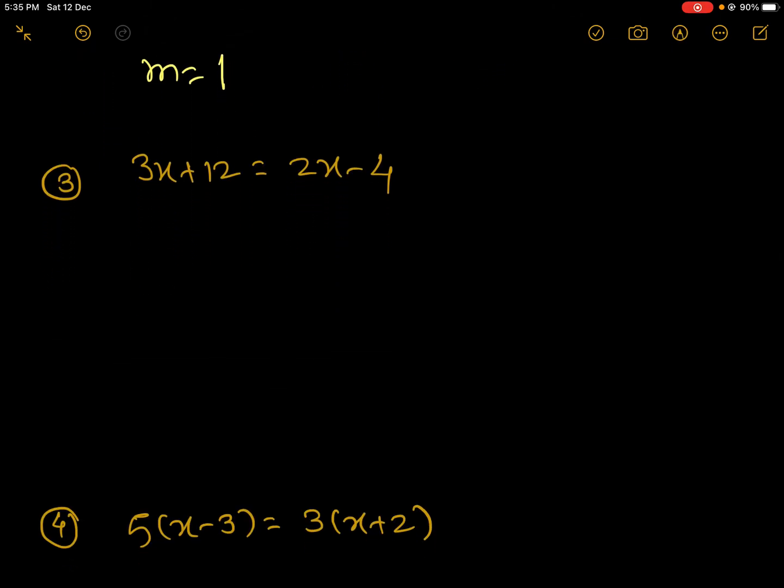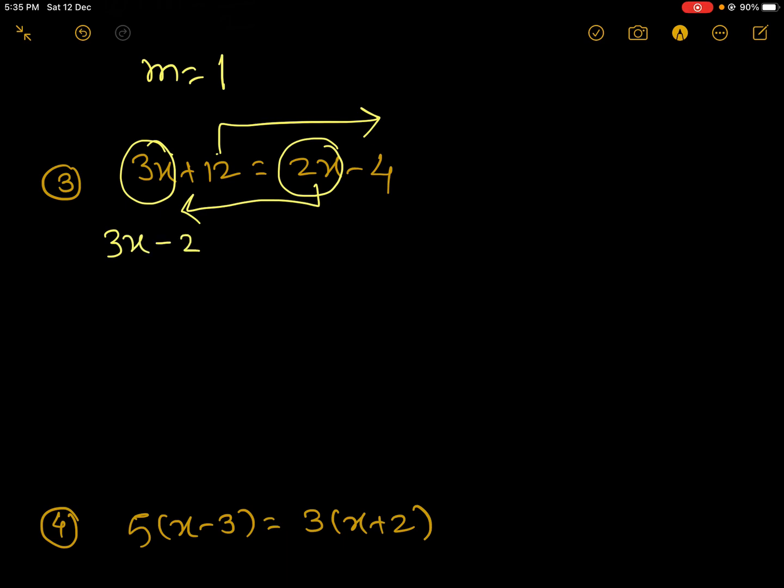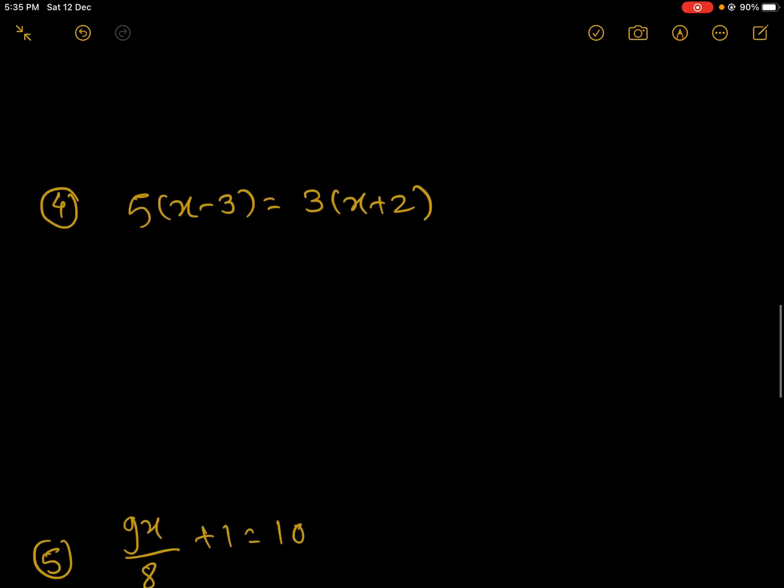Then see this equation. We first shift 2x to the LHS and 12 to the RHS. That means the x term to one side and the constant term to the other side. Then 3x minus 2x equal to minus 4 minus 12. Then 3x minus 2x gives x, equal to minus 4 minus 12. It becomes minus 16. It is the solution of this equation.